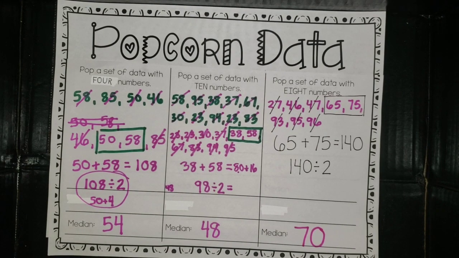All right, welcome back. Here we go. You should have boxed out 65 and 75. Added them together to get 140. Divided 140 by 2 to get 70. I bet you got that right. You are amazing.